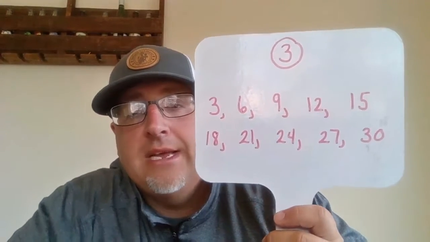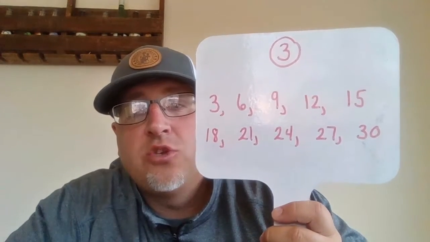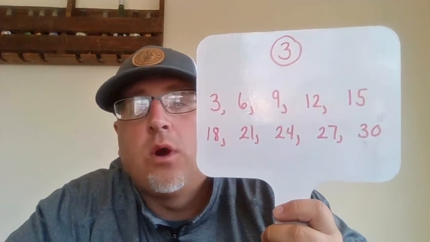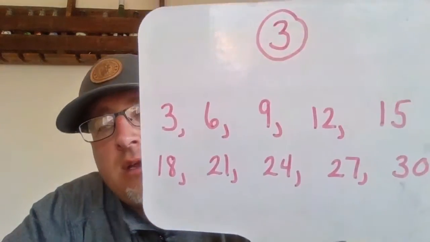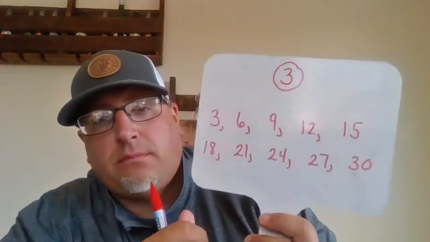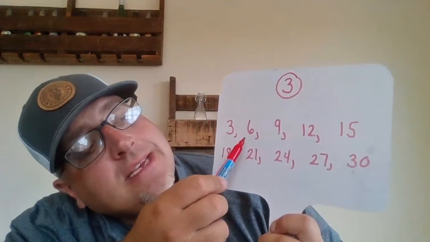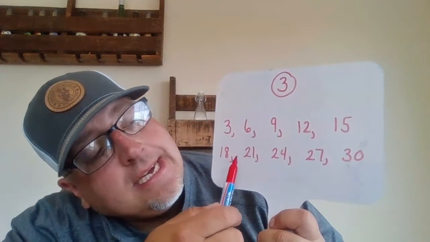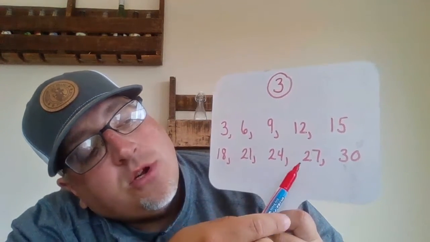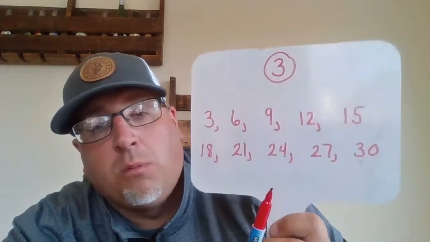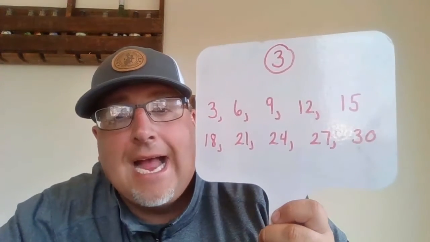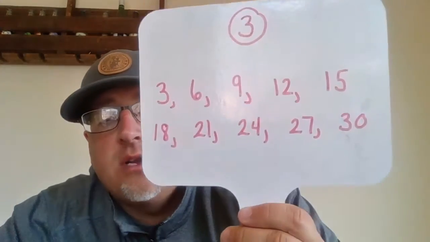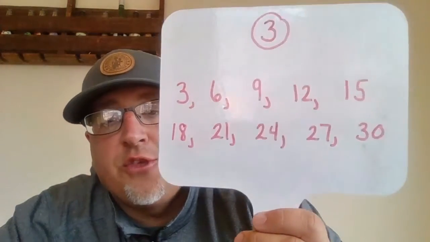We have 3, 6, 9, 12, 15, 18, 21, 24, 27, 30. Put them right up there for you. Say them with me. 3, 6, 9, 12, 15, 18, 21, 24, 27, 30. One more time. 3, 6, 9, 12, 15, 18, 21, 24, 27, 30.